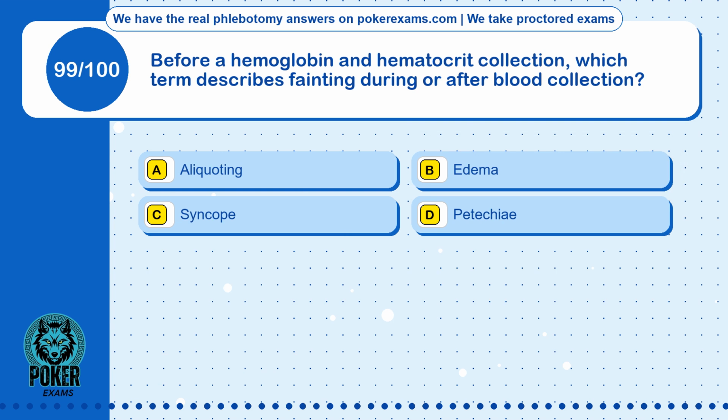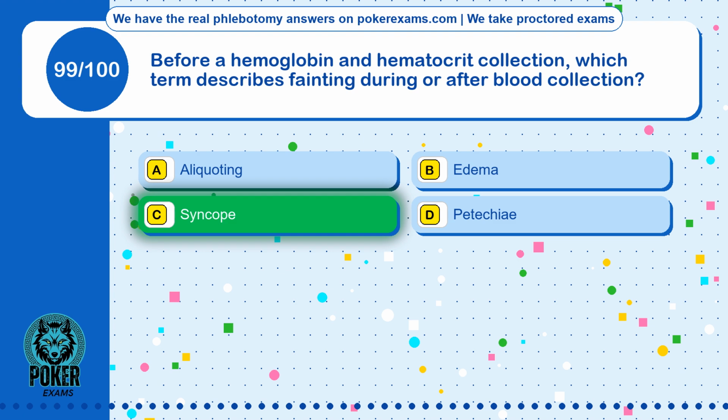Question 99. Before a hemoglobin and hematocrit collection, which term describes fainting during or after blood collection? Option A, aliquoting. Option B, edema. Option C, syncope. Option D, petechiae. The correct answer is option C.